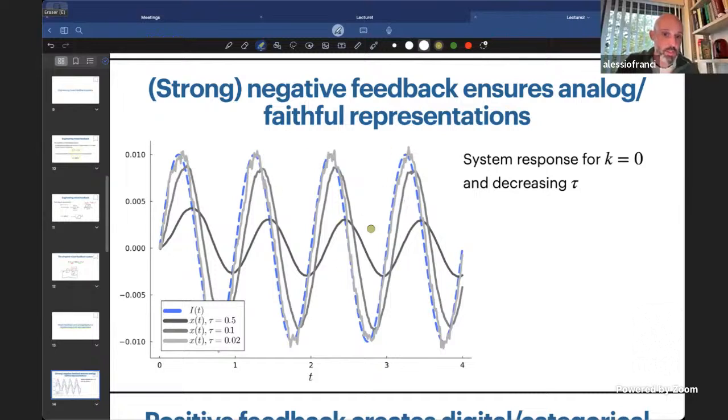But this is just the results of the simulation. So what I'm showing here is the results for kappa equals 0. So no positive feedback, purely negative feedback. And what I'm doing is decreasing tau.